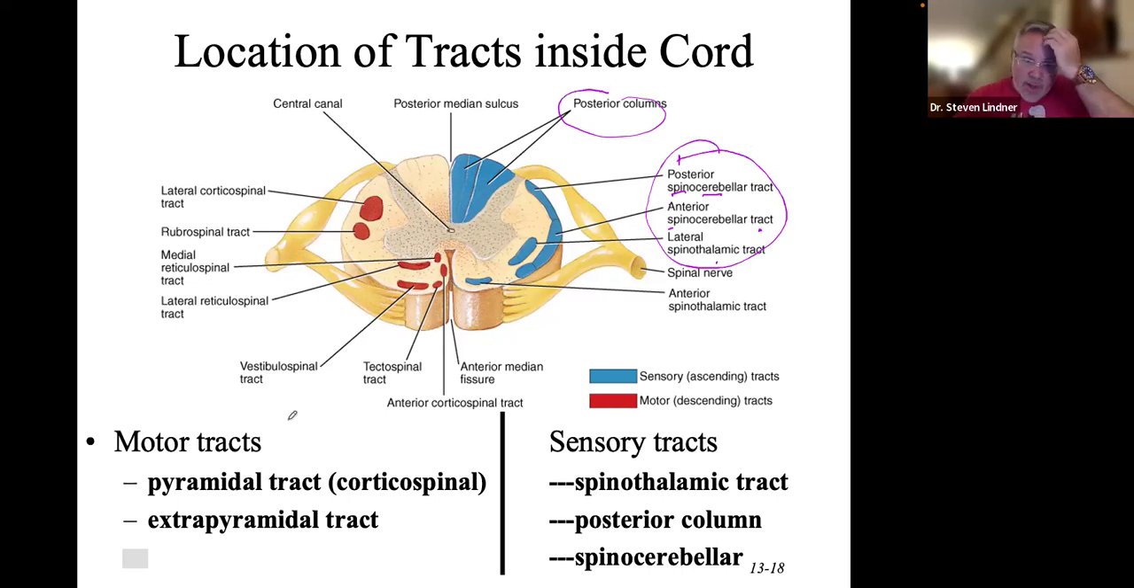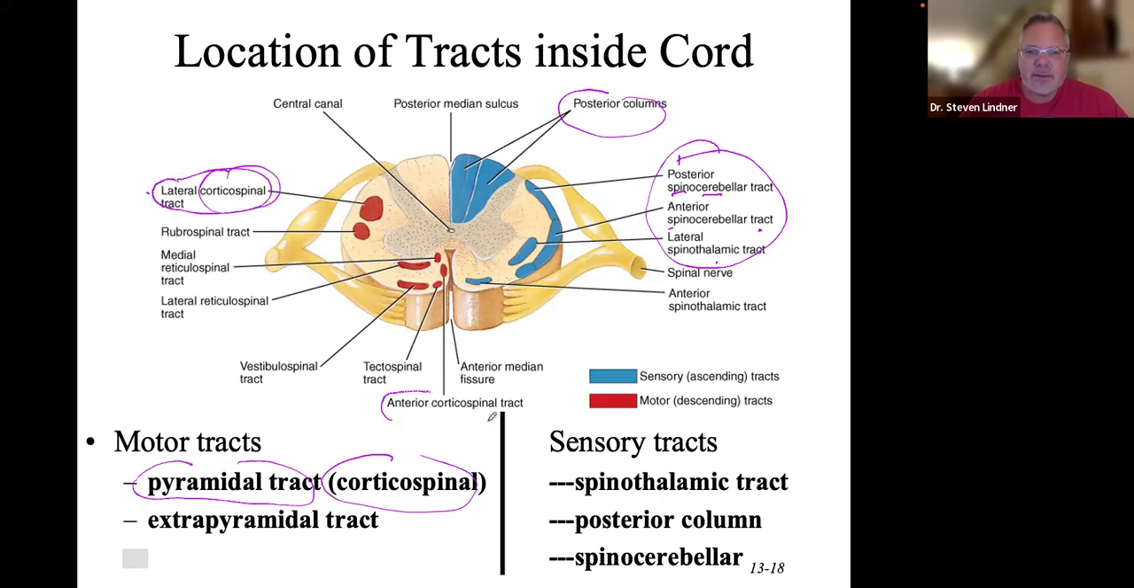The motor tracts, the big ones are the pyramidal tracts, which are called the corticospinal. And there's a lateral corticospinal, and there's an anterior corticospinal. These are also known as the pyramidal tracts.